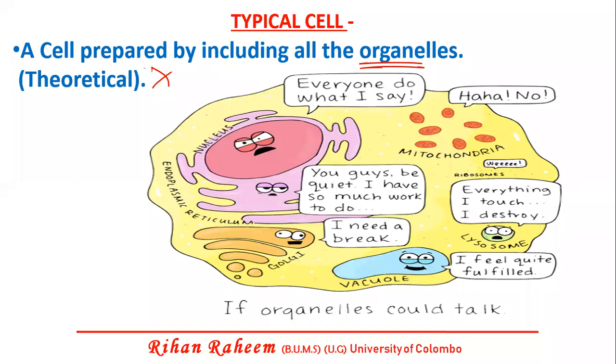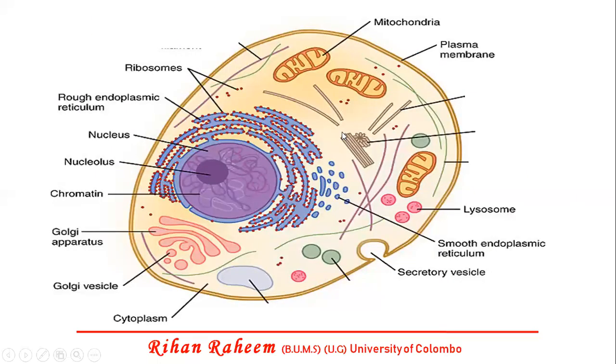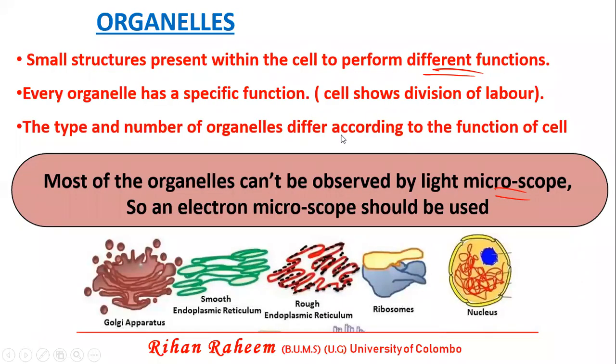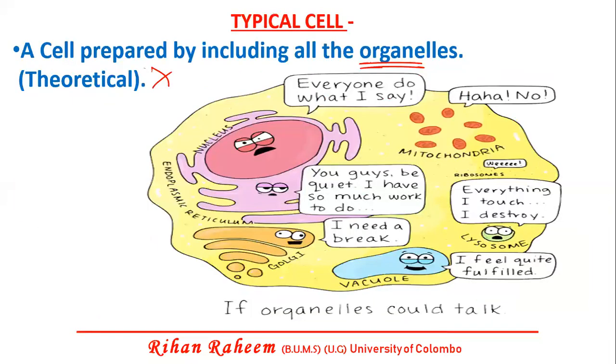But why are we using this typical cell to study? Then only we can study all the organelles. Or else we have to study cells of the head, cells of the eye, cells of the nose, cells of the mouth, cells of the lungs, cells of the body, cells of the sexual organs, cells of the legs separately. So it's very hard. Therefore, they have put all the organelles together to form this typical cell.